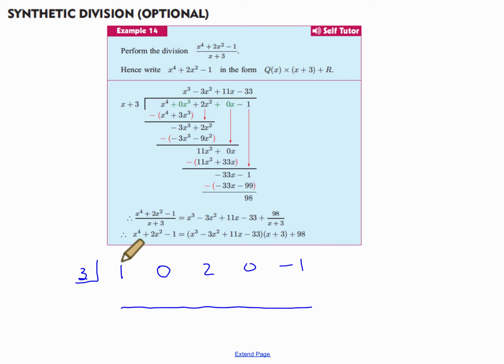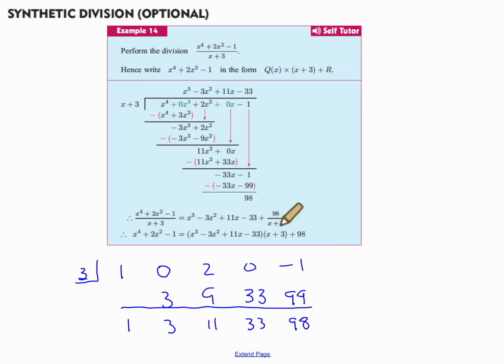Bring down the 1, whatever term is here. 3 times 1 is 3. 0 and 3 is 3. 3 times 3 is 9. 2 plus 9 is 11. 3 times 11 is 33. 0 and 33 is 33. 3 times 33 is 99. -1 and 99 is 98.